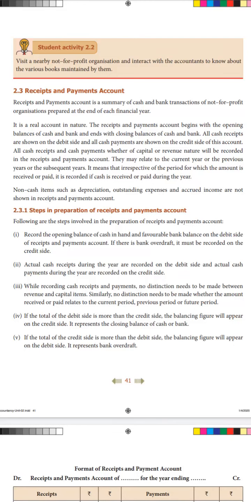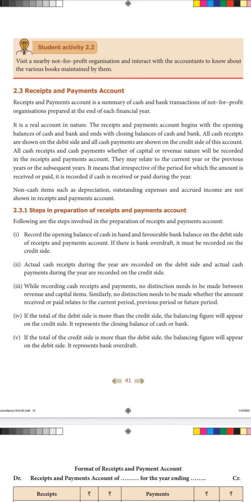Unit 2, Accounts of Not-for-Profit Organization. So here we already saw certain introduction part, that these organizations are run only for rendering services and not for earning profit, right? And when the final accounts are being prepared, there are three accounts that need to be prepared in case of a not-for-profit organization, that is receipt and payment account, income and expenditure account, and balance sheet.